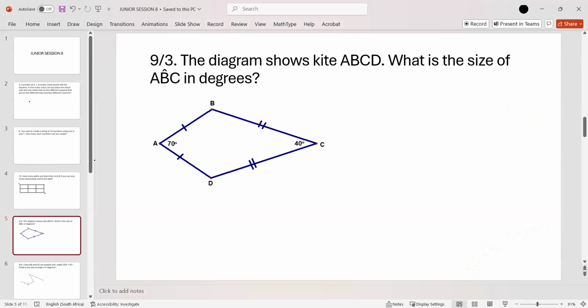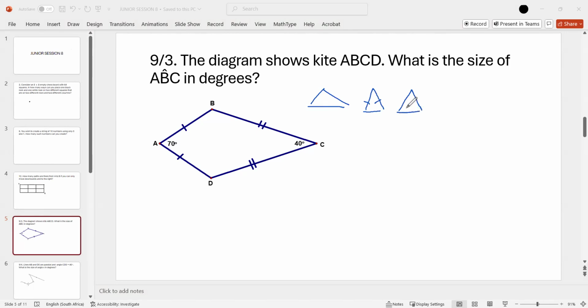Okay, the diagram shows kite A, B, C, D. All right. Now, kite is a very popular figure in geometry. In fact, there are various very important figures in geometry, apart from the triangle. The triangle is the three-sided plane figure. And amongst the triangles, the important triangles are the isosceles triangles, where 2 sides are equal, or an equilateral triangle, where the 3 sides are equal.